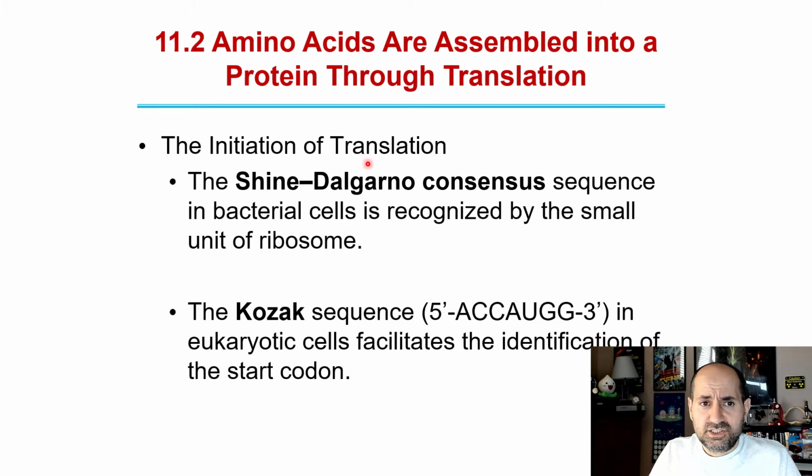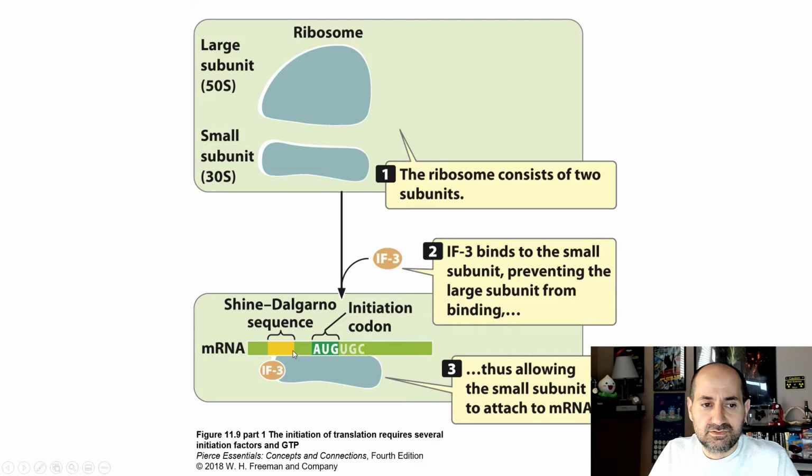So during initiation of translation, in prokaryotes, we've got the Shine-Dalgarno sequence, and in eukaryotes, we've got the Kozak sequence. These are the sequences that allow initiation of translation to begin. So what we want to know is that the Shine-Dalgarno sequence is the consensus sequence in bacteria, and the Kozak sequence is in eukaryotes.